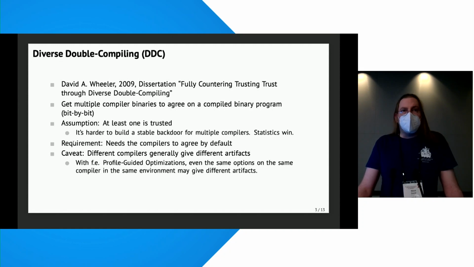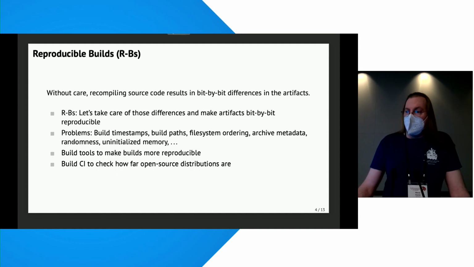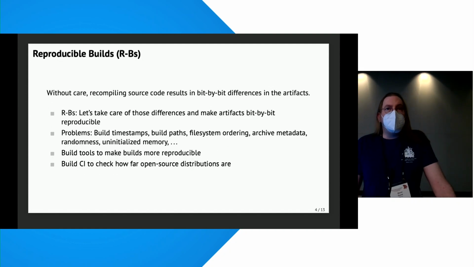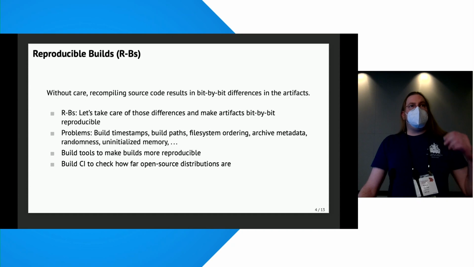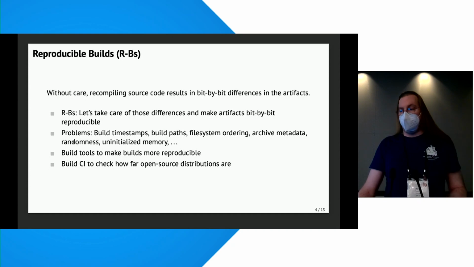And it's not just different compilers like GCC and Clang giving different results, but also the same compiler in the same environment for the same source code giving different results. Think of profile-guided optimizations. Now, what we need to get this defense to work are reproducible builds. This is getting bit by bit reproducible artifacts by default.